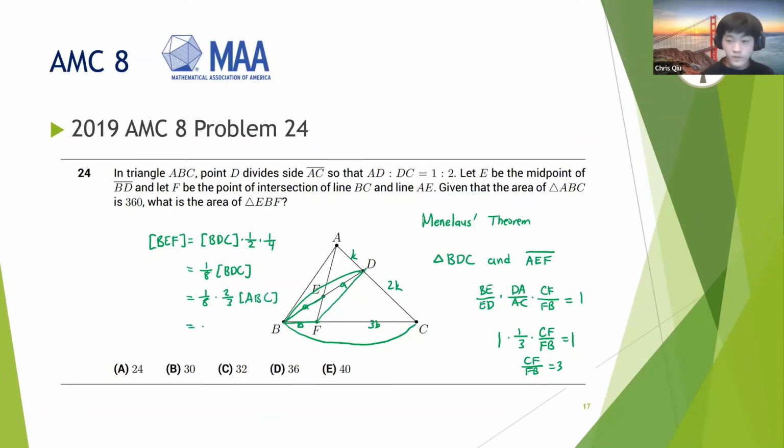And so we have everything we need here, and we can calculate. So this will give us a final answer of 30. So the answer is B, and we're done. So this is problem 24 of the 2019 AMC 8. If there are any questions, please feel free to ask them in the chat.